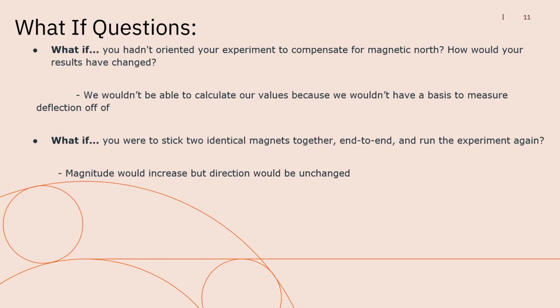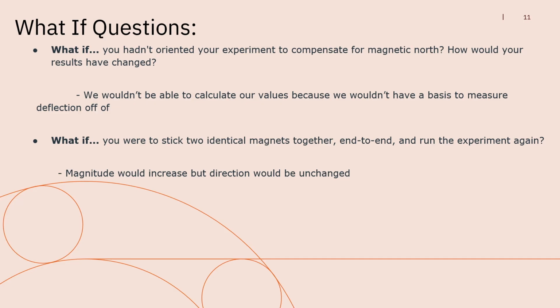For the what-if questions, if we hadn't oriented the experiment to compensate for magnetic north, we wouldn't be able to calculate our values because everything is based off of the deflection. Like, we already have a basis for what the magnetic field of the Earth is, so when it's oriented based off north, we can calculate based on the changes, but we wouldn't have a basis to measure off of if we didn't orient it in that direction.